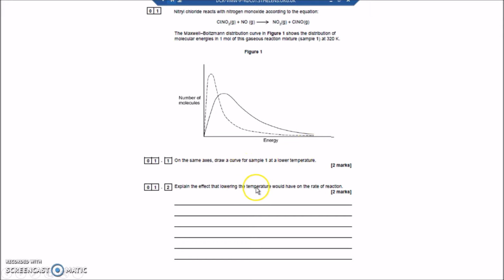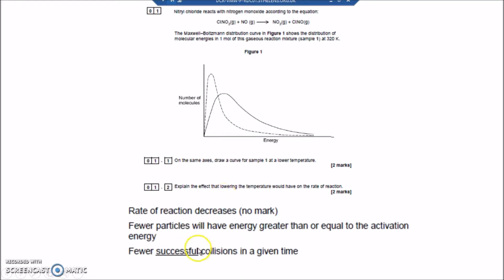Explain the effect that lowering the temperature would have on the rate of reaction. So lowering the temperature gives particles less energy. More importantly, fewer particles have the activation energy. That's the important thing. Activation energy is the minimum amount of energy that particles need to have for a reaction to occur. So fewer particles have the activation energy. That's important when we're considering temperature, and so there are fewer successful collisions. You've always got to use the words successful collisions.